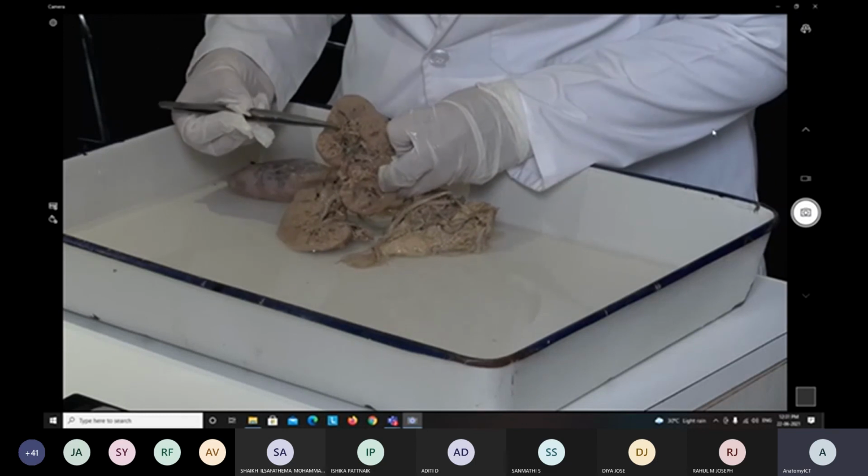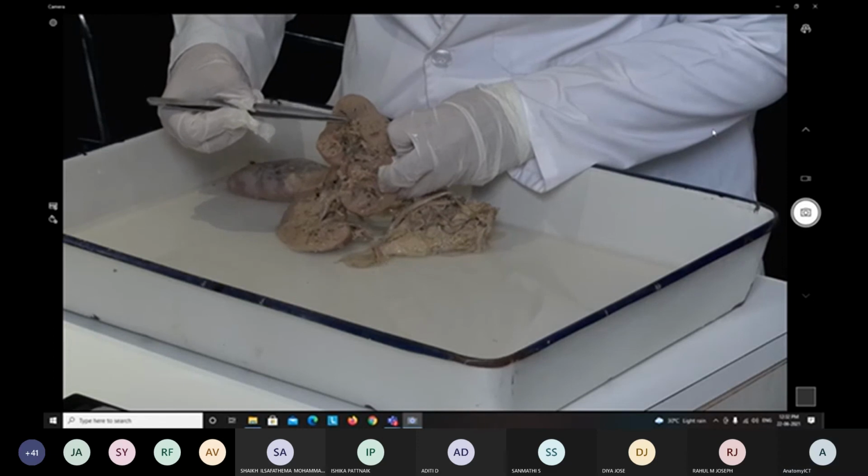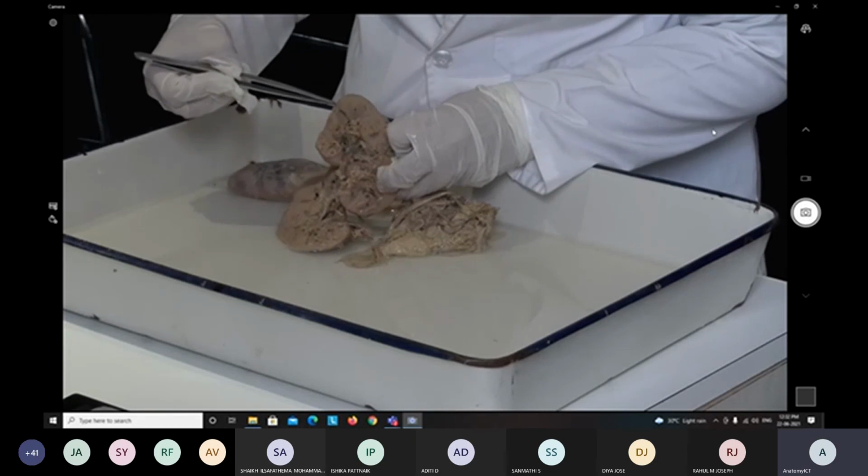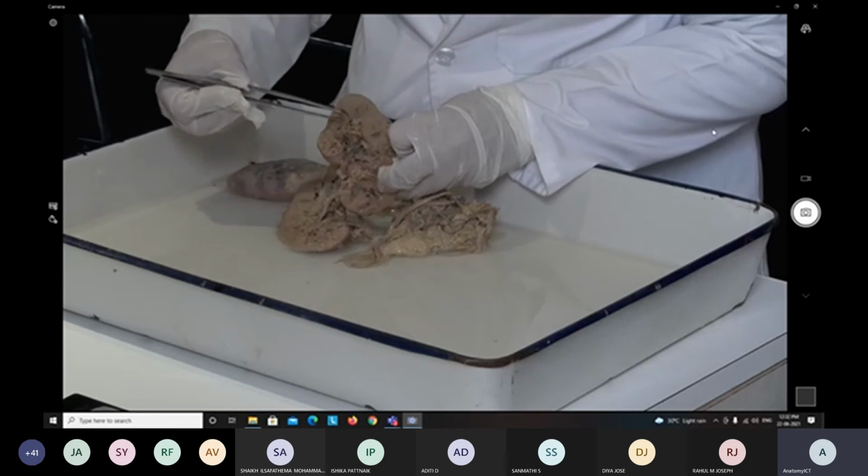Can you see the color difference? This is medulla. The outer part is the cortex. Cortex is thin with a cortical arch.